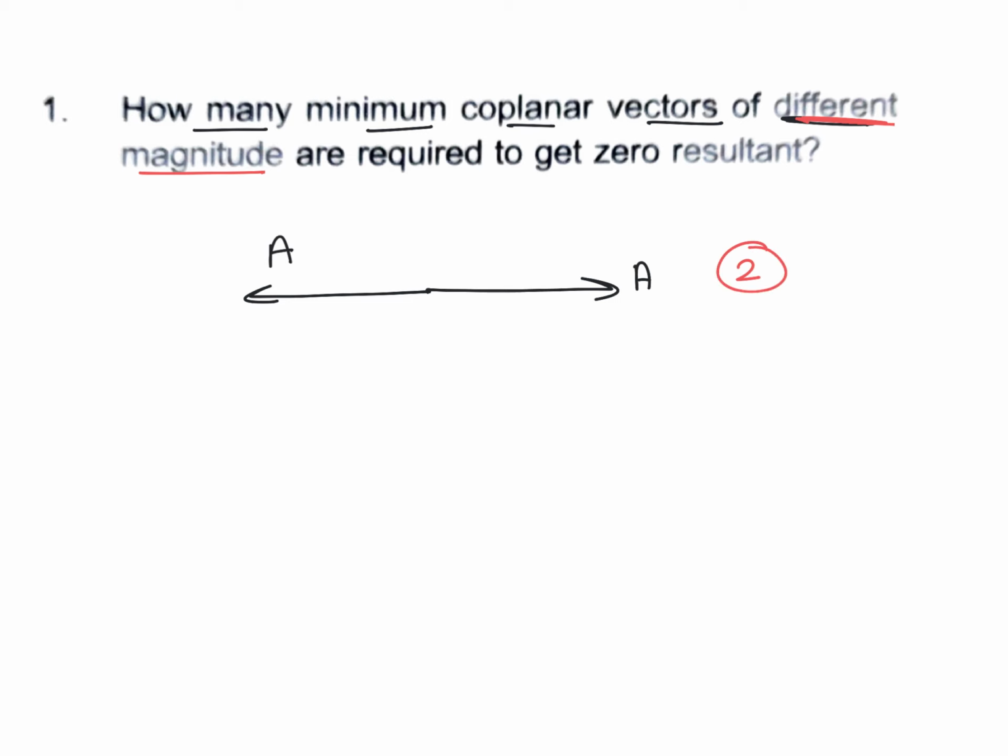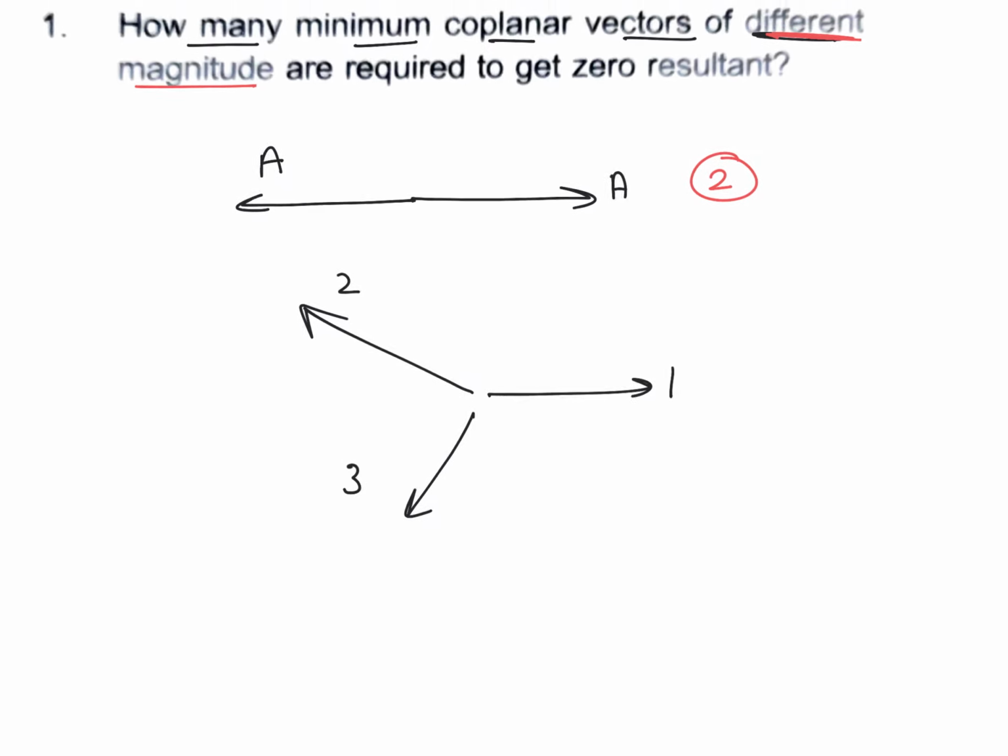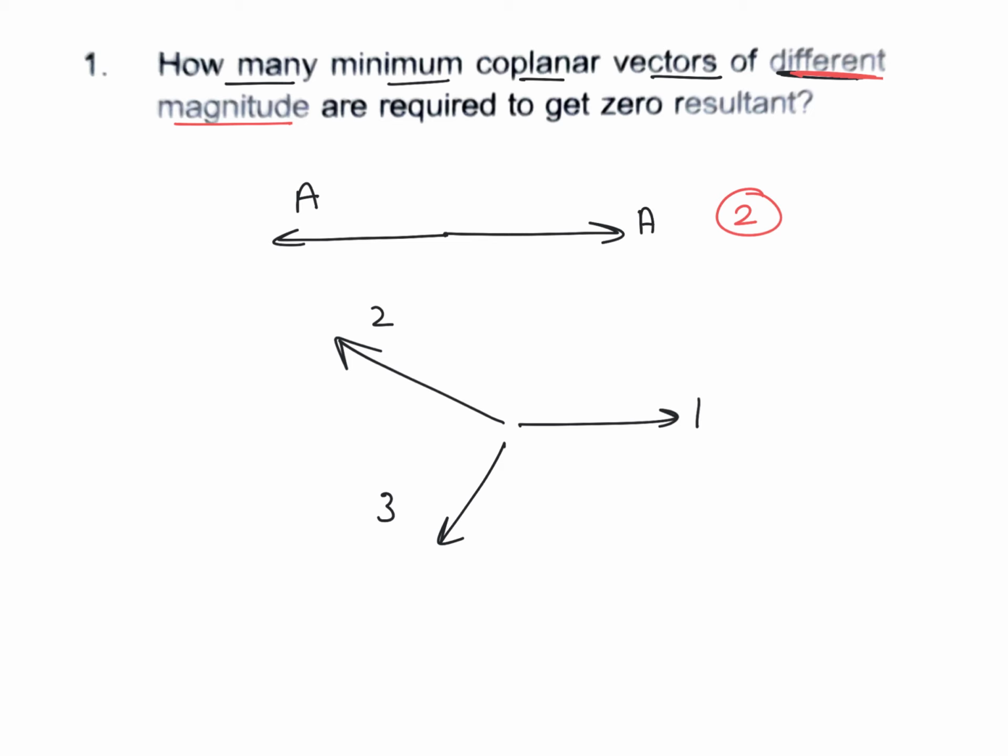Now if the magnitudes are not the same, then the minimum number of vectors required is 3. And one more thing is they are on the same plane. So 1, 2 and 3. While adding these 3, we may get the resultant equal to 0. If the resultant of 2 and 3 is the same as 1 but in the opposite direction, then the resultant becomes equal to 0.